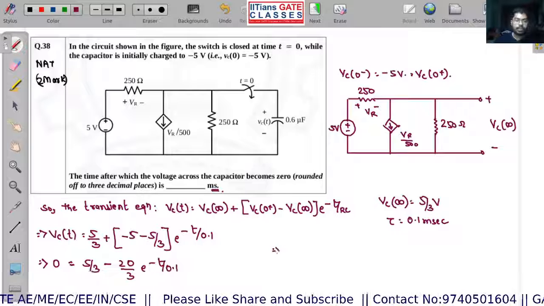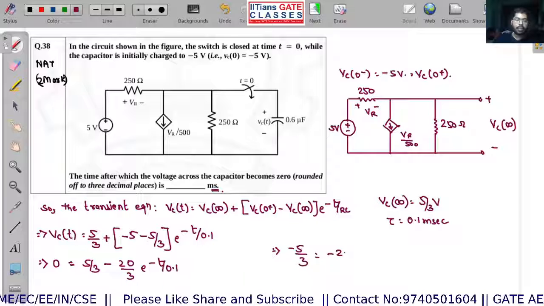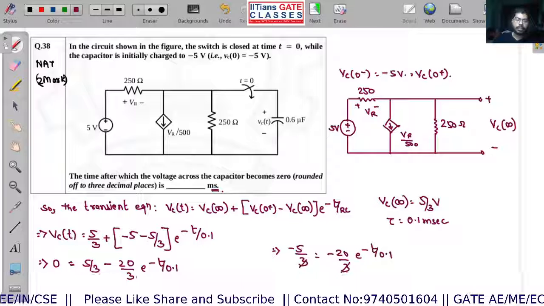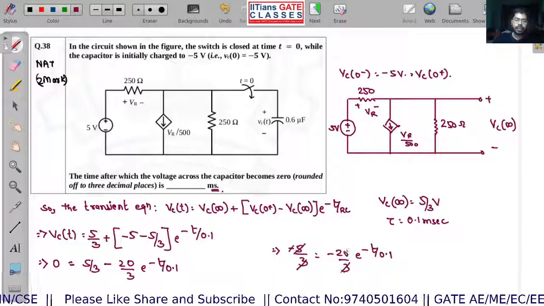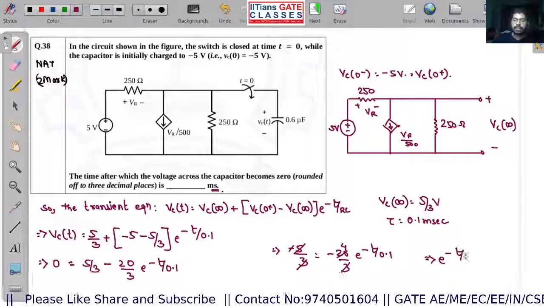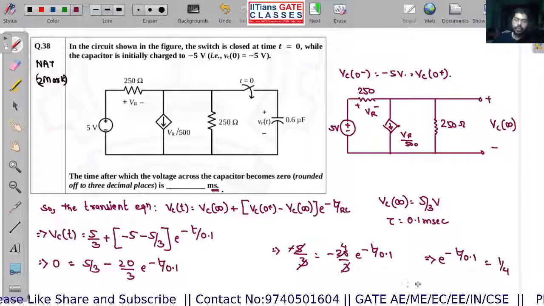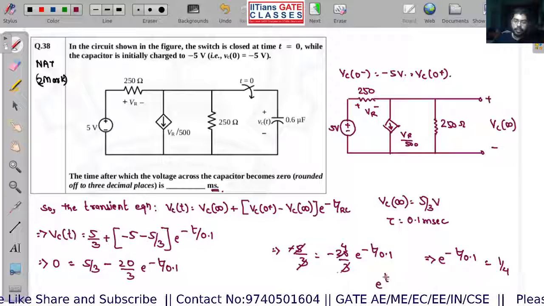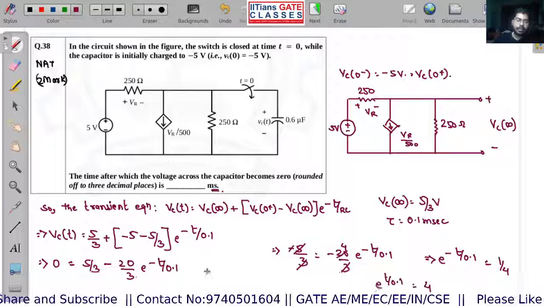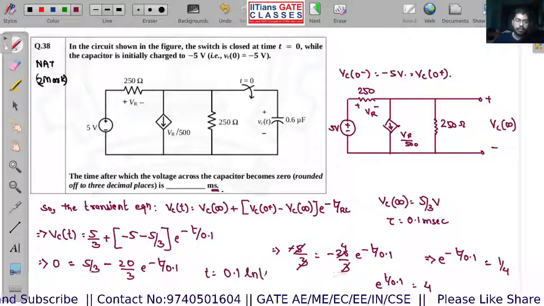So this will come to this place, and basically it will be what? Minus 5 by 3 is equal to minus 20 by 3 e to the power minus t divided by 0.1. 3 gets cancelled, negative also gets cancelled. This is 4, which implies e to the power minus t divided by 0.1 is equal to 1 by 4, or I can write e to the power t by 0.1 is equal to 4, or I can write t is equal to 0.1 ln 4.